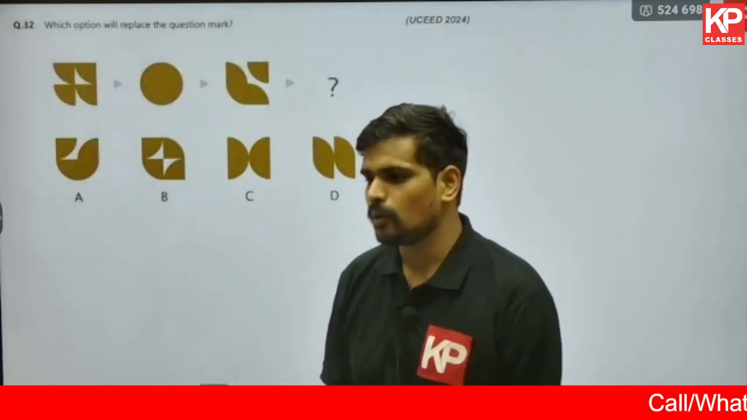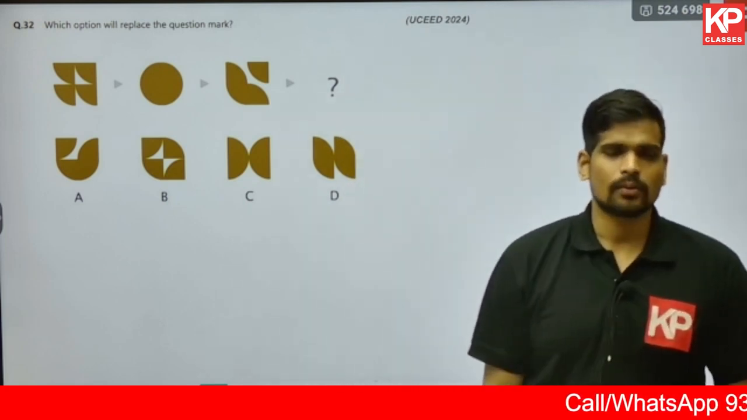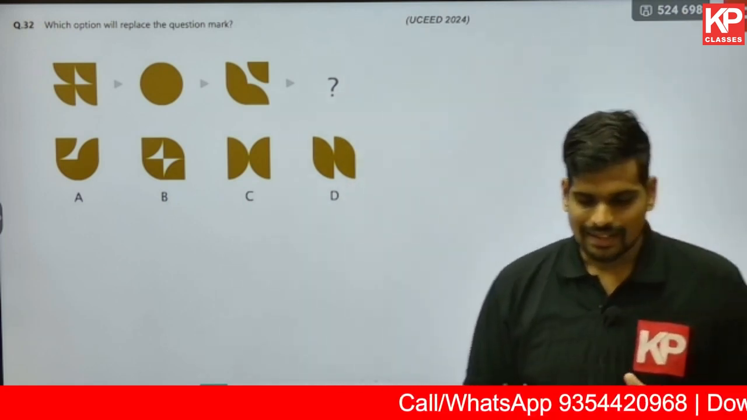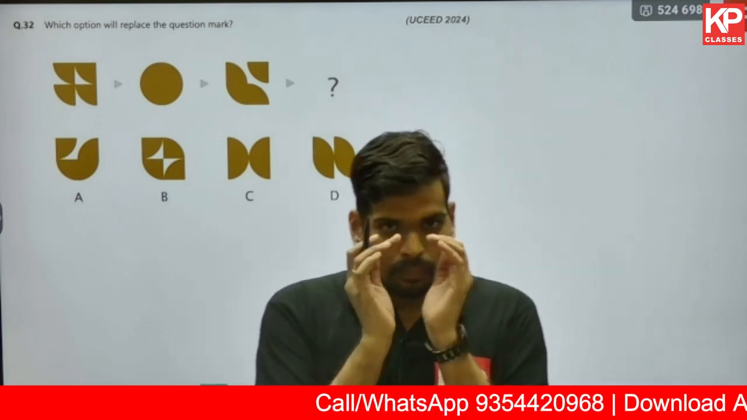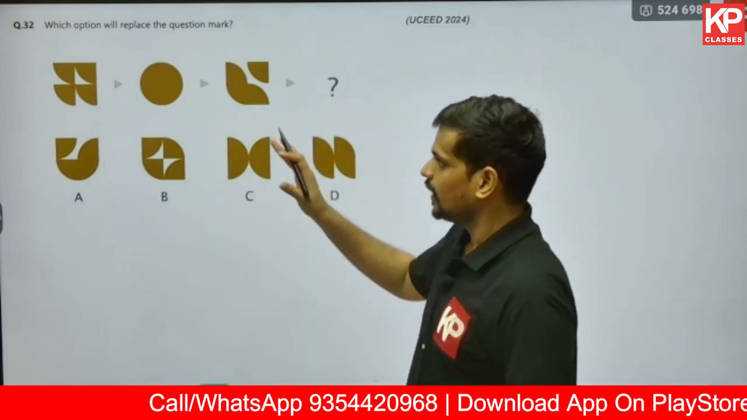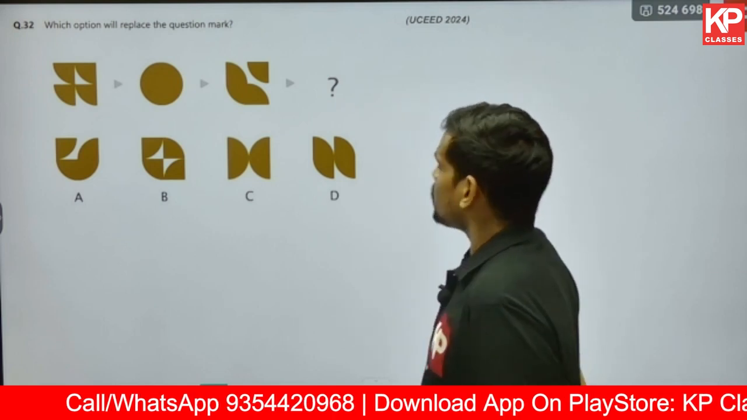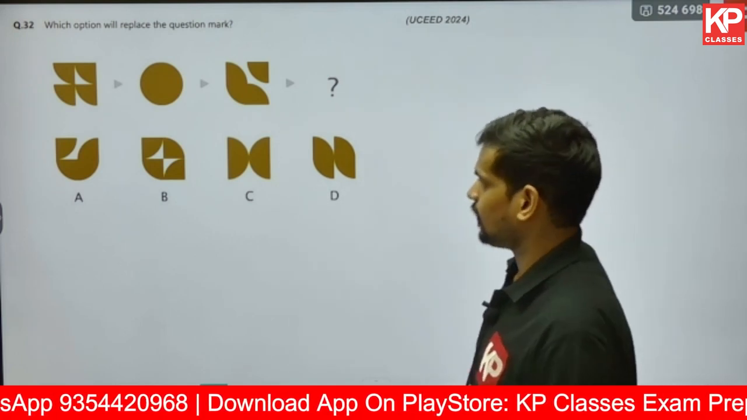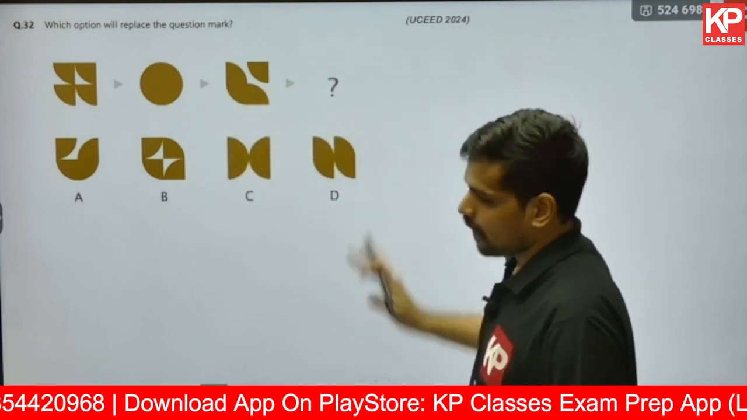Let us look into one more question, which is also based on the same concept of rotation and translation. Rotation and translation is wherein the objects or the parts of the object will rotate or will change in their orientation or position. If you look into this, this is a past UCEED question from 2024. Which option will replace the question mark? So there's a change which you see.